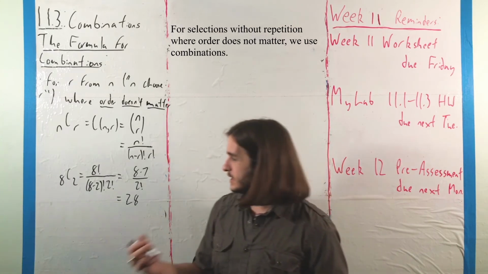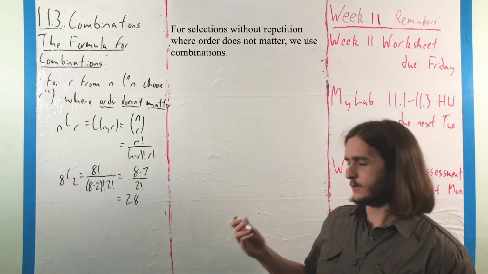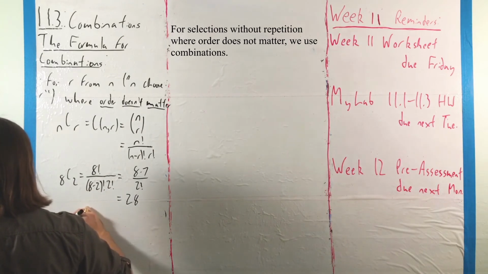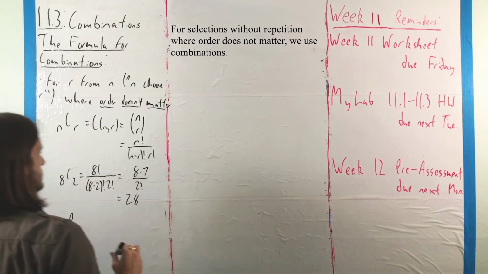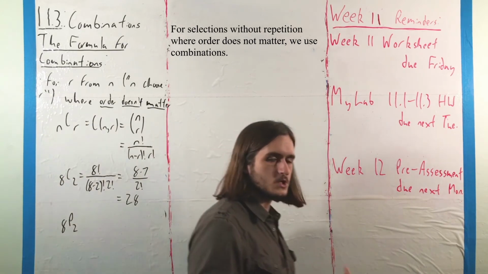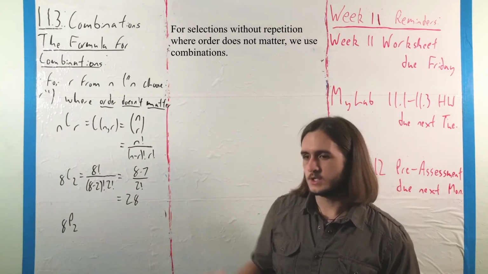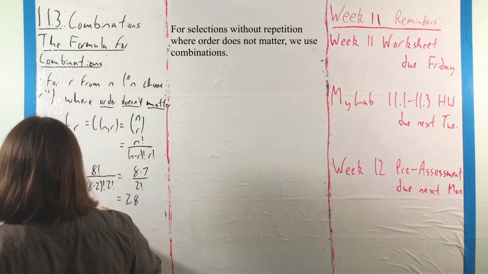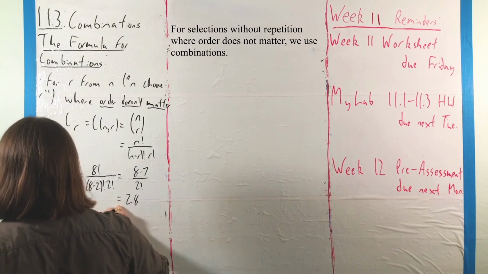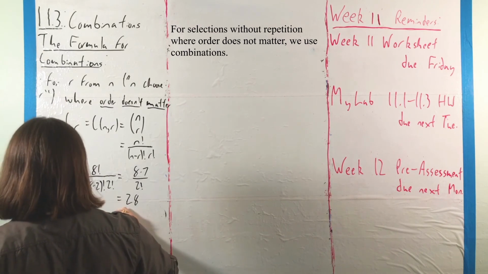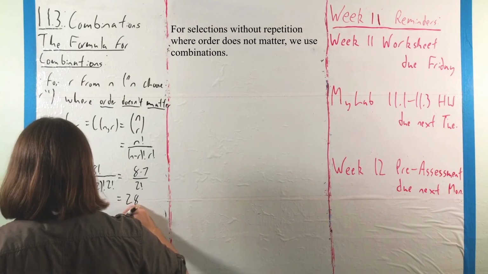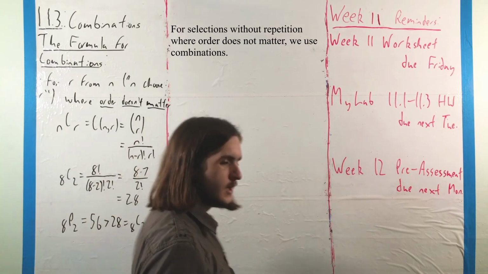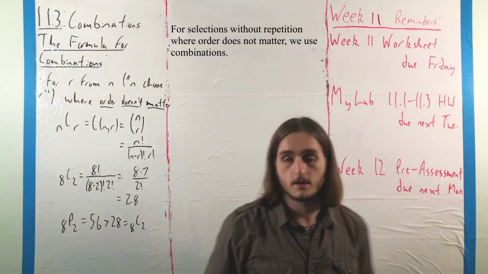And in this case in particular, if we think about that in that way and we compare 8 choose 2 to 8 permute 2, I'll leave it to you to check this, but 8 permute 2 would be 56, which is certainly larger than the value 28 of 8 choose 2. We always have fewer options if order doesn't matter.